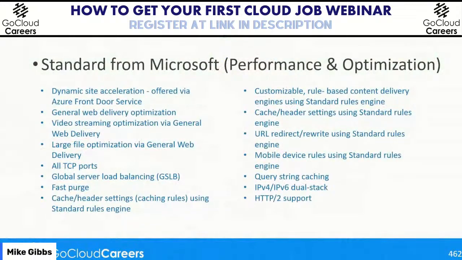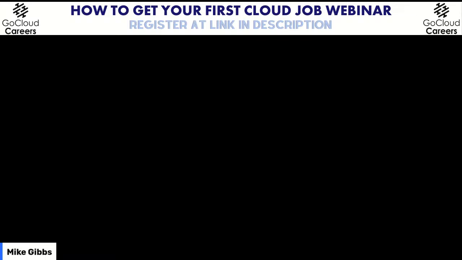So I wrote these down so you can look at them at a later point if you want to pause it. But you can see with the Microsoft option, we've got some dynamic acceleration. We've got general web delivery optimization, large file optimization. It'll work on any TCP port. We've got global load balancing. We've got standard caching and customized rules, IPv4, IPv6. So you can look at this at your own time, but you've got some really great features and functionality from the standard option.